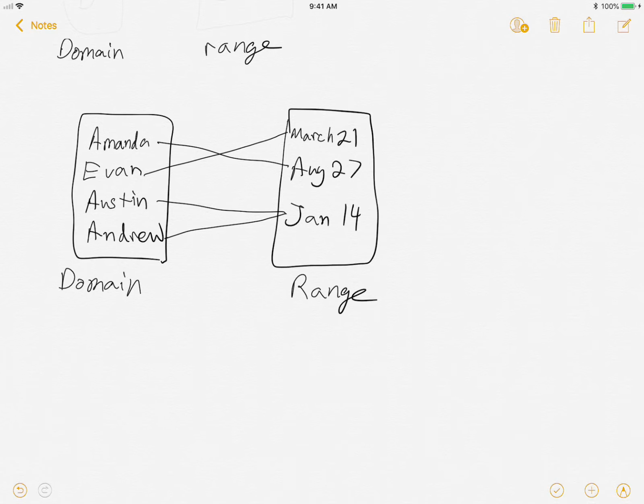Now, is this a function? Well, the definition of a function says everything in the domain corresponds to only one thing in the range. Well, in this case, it is still a function. Even though Andrew and Austin go to the same thing, they're only going to one thing. So this is a function.